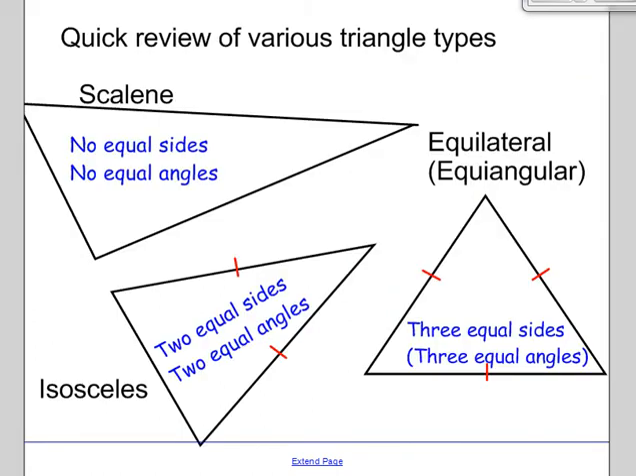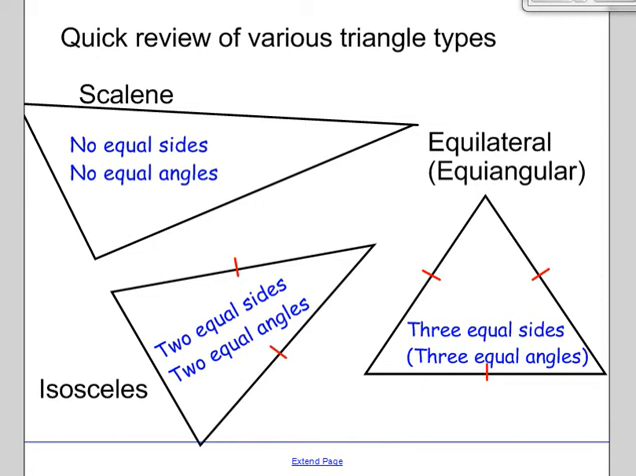What we're going to do is start with a review of various triangle types here. Really three triangle types that are out there. We've got the scalene triangles, and a scalene triangle is simply a triangle where none of the sides and none of the angles are equal. Okay, generally speaking, when you draw a triangle, you've drawn a scalene triangle, unless you're trying to draw something different.